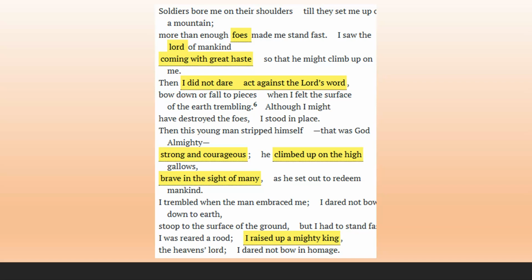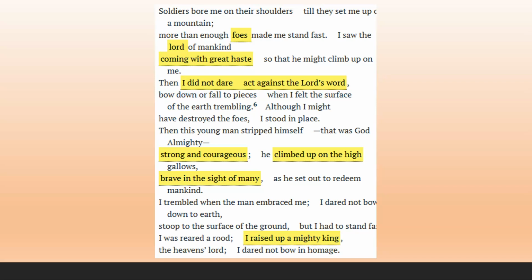All of these are descriptors, either of actions or of simply commentary that the Rood is making about Christ. These are all descriptors that make me feel like Christ is being presented as a hero. Now, you can't just leave it at that. You have got to go a little bit, or in some cases, a lot, beyond.